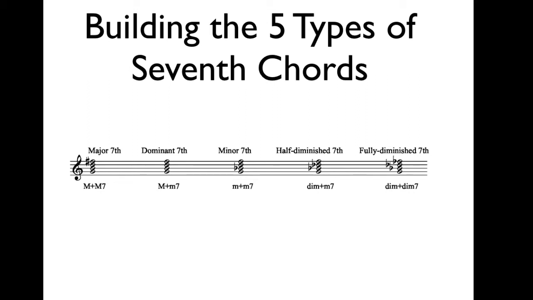The minor seventh chord consists of a minor triad plus a minor seventh. In the half diminished seventh chord, we have a minor triad with a flatted fifth, so that's a diminished triad plus a minor seventh. And finally, we have the fully diminished seventh, consisting entirely of minor thirds.